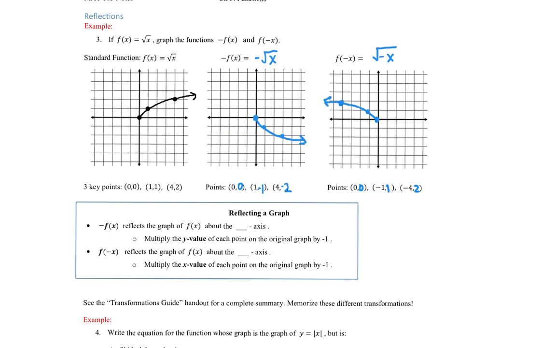Now let's take a look. What happened to this graph from this graph? Well, we had a reflection across the y-axis. So when we apply a negative inside of our function, inside of the parentheses, we have a reflection over the y-axis. But when we apply our negative to the entire function, we have a reflection over the x-axis. So let's fill in this chart here. Reflection over the x-axis and a reflection about the y-axis.